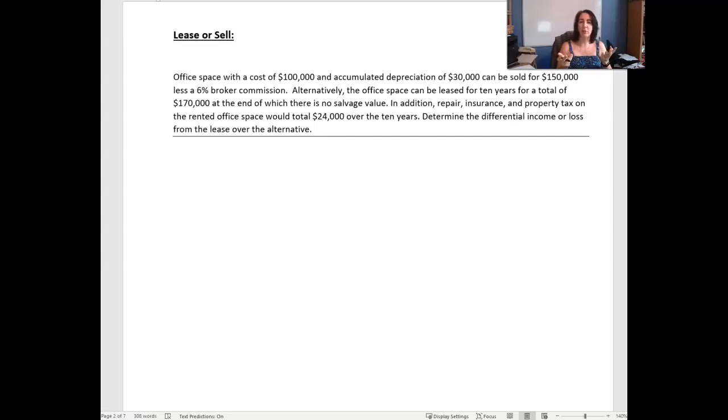It says determine the differential income or loss from the lease over the alternative. So the question is to lease or to sell, right? So I'm going to set it up just that way. Lease or sell.